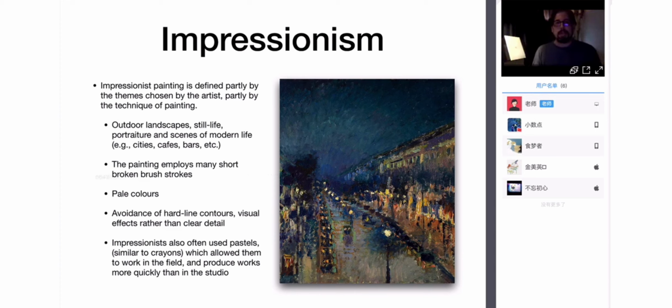Impressionist painting employs many short, broken brush strokes. Again, they did it quickly. And they also enjoyed this kind of style, the visual effect that it produced. Instead of using long, slow, deliberate brush strokes, little short brush strokes. Probably able to sketch something out quickly and then work out the details later. Pale colors as well, using a kind of color palette. Avoidance of hard-line contours, producing visual effect rather than clear detail.